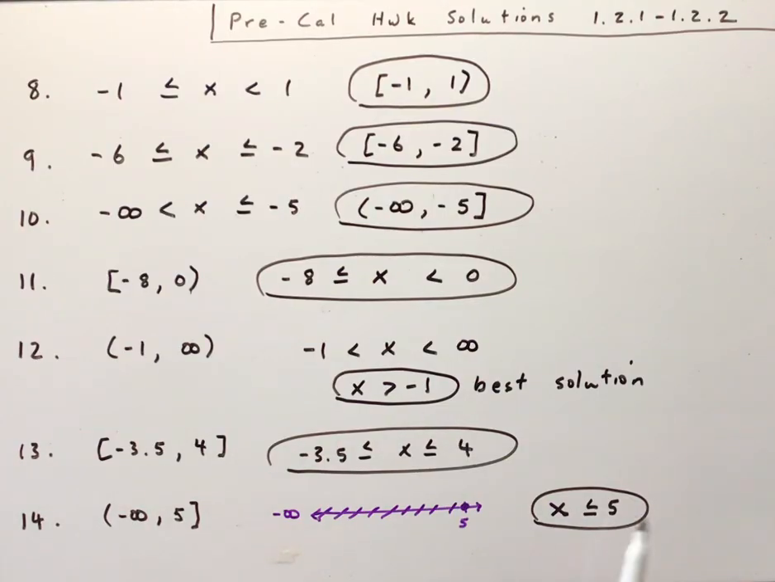So anytime you have an infinity or a negative infinity in your interval, you will have a solution that just has one greater or less than, all right? So the best solution is not going to be like this. It's going to be one x and one number, one greater than or less than. So like number 12 and number 14.